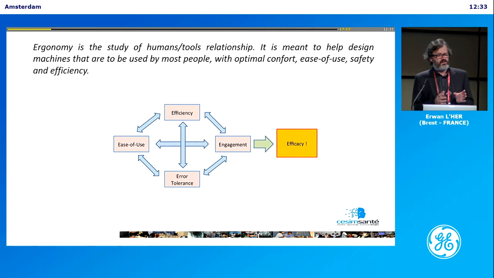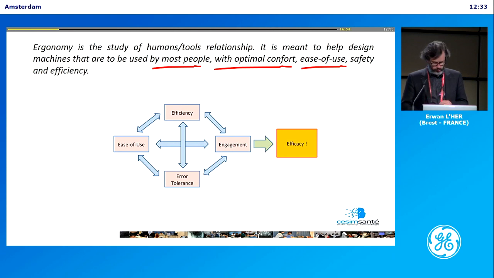So what is exactly ergonomy, in fact? Ergonomy is supposed to be the study of the human-to-tool relationships. It is meant to help design machines, and I think it's the most important part, that will help most people to do that task. Not only experts, but most people. It will help them do their task with an optimal comfort of use, an ease of use, and of course we should also achieve safety and efficiency.